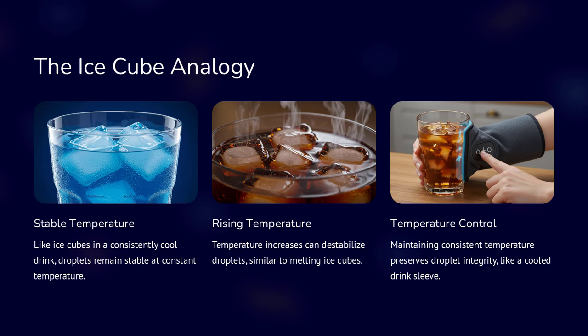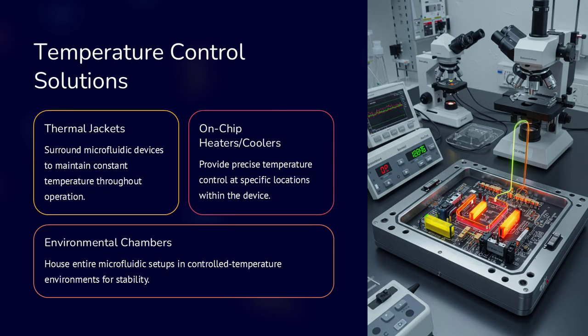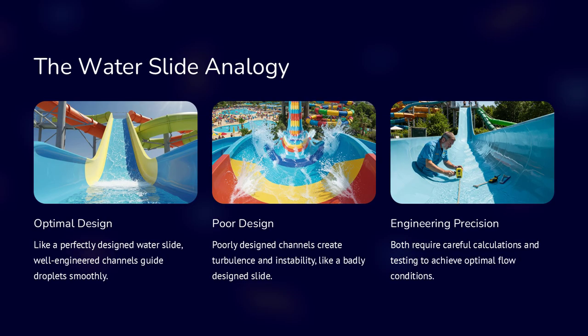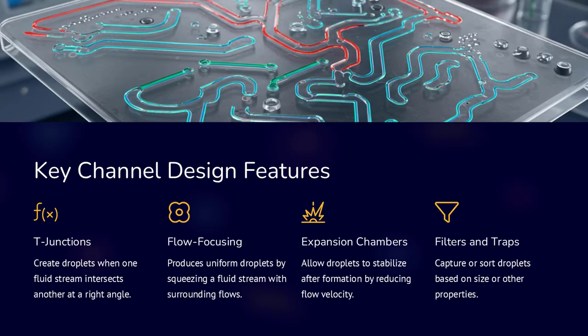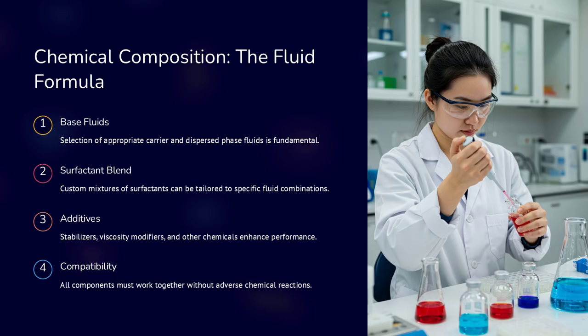By carefully choosing the fluids and additives like surfactants that can modify the interfacial tension to ensure droplets form with uniform size and remain stable during their journey. Environmental conditions such as temperature, pressure, and flow rate also play a critical role. Temperature changes can alter the viscosity of the fluids and the effectiveness of surfactants, leading to instability.